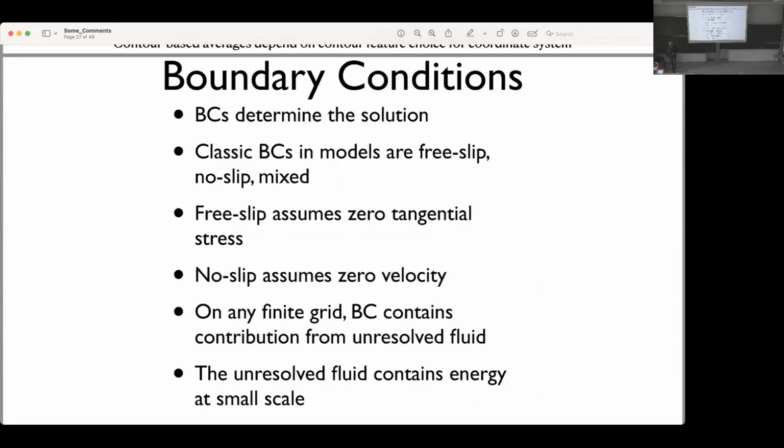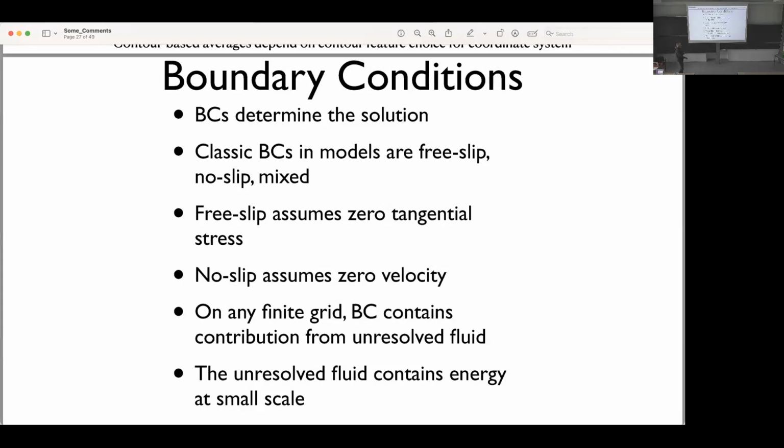All right, so let's talk a little bit about boundary conditions in our models. They determine the solution. People like Norman Dershowitz told us all that. Classic boundary conditions in models are free slip, no slip, and then some mixed free slip and no slip. To remind you, free slip assumes 0 tangential slip. It's not like the boundary's there. The flow doesn't feel the boundary.